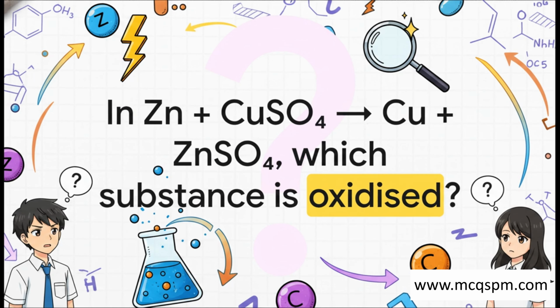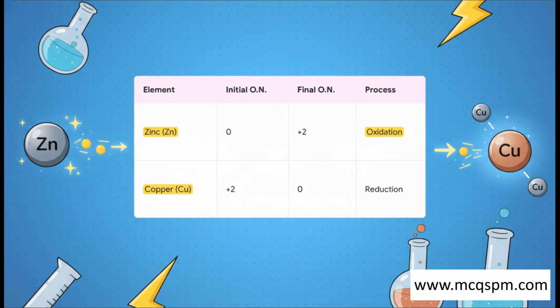All right, let's do one more. This time, they give us a whole chemical equation. It's a displacement reaction. And the question is pretty straightforward. Which substance gets oxidized? To solve this, we've got to go back to our oxidation number rules. Let's use this table to make it really clear.